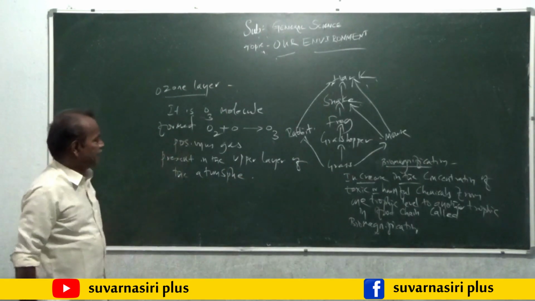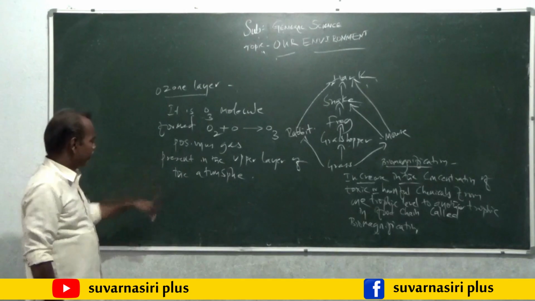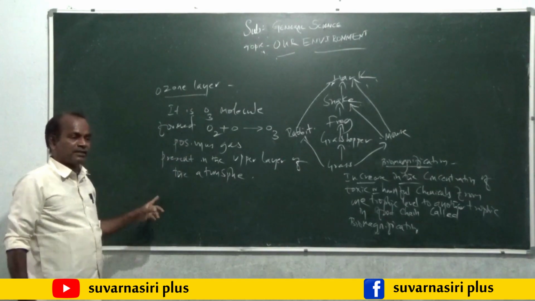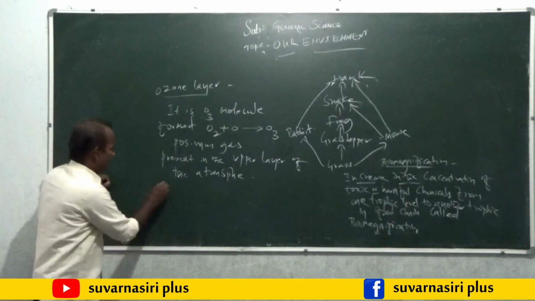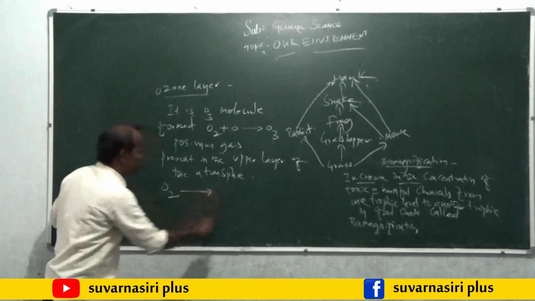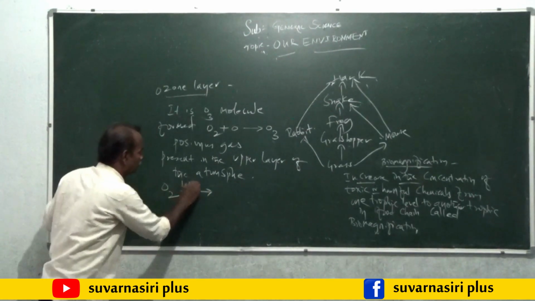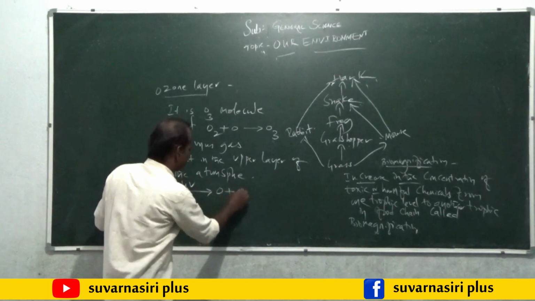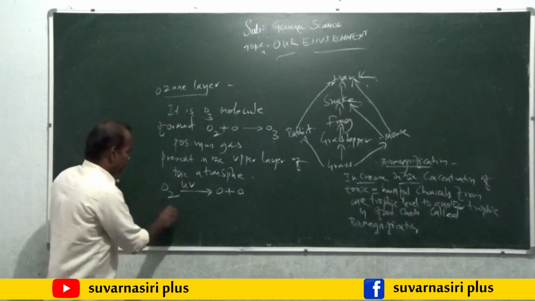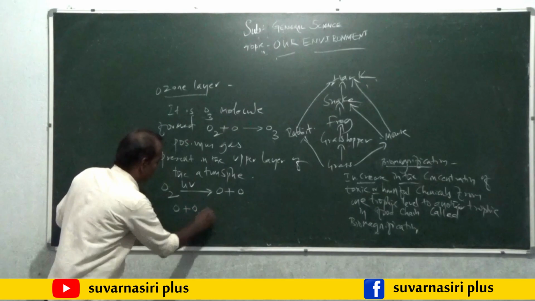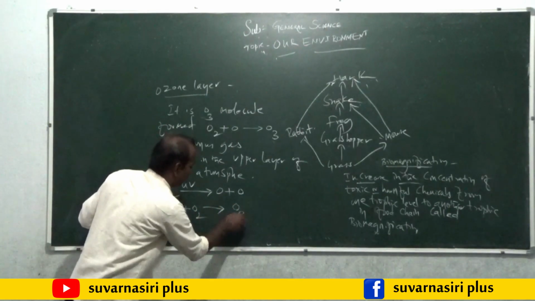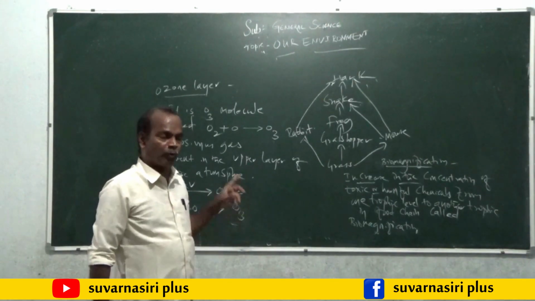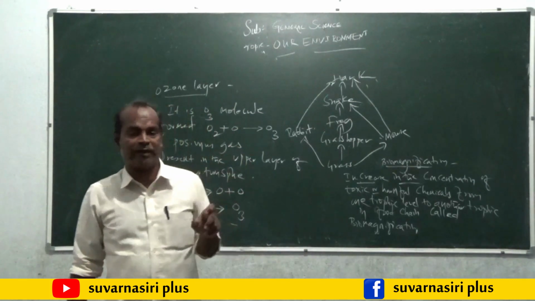How is O3 formed? Ultraviolet rays break the molecular oxygen into free oxygen. Here you have the equation: molecular oxygen, due to ultraviolet radiation, breaks into free oxygen. And this free oxygen, when combined with molecular oxygen, forms the ozone. And this ozone plays a vital role in protecting the earth from the entering ultraviolet rays.